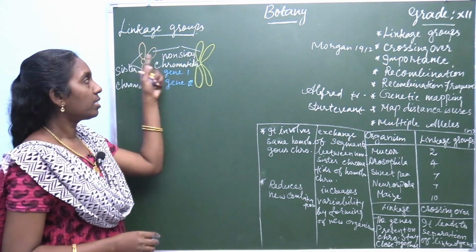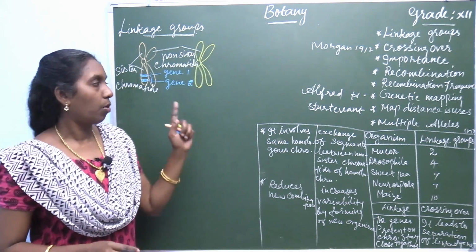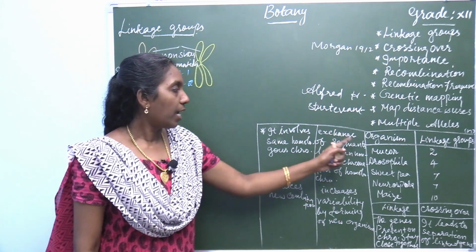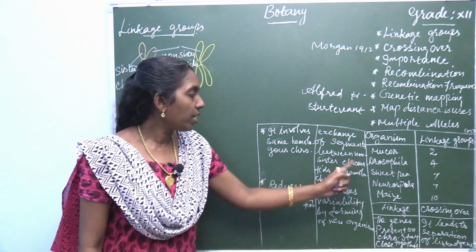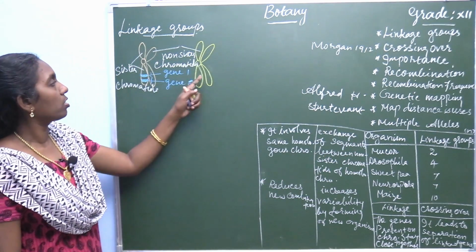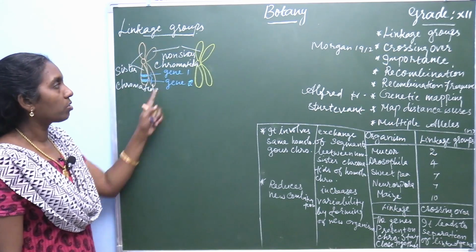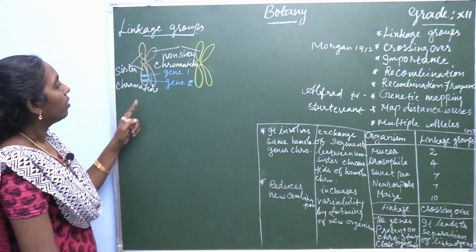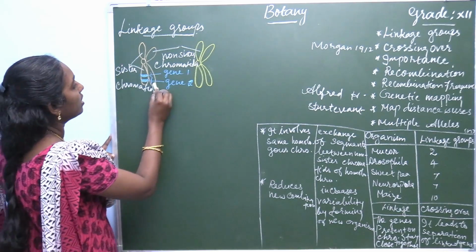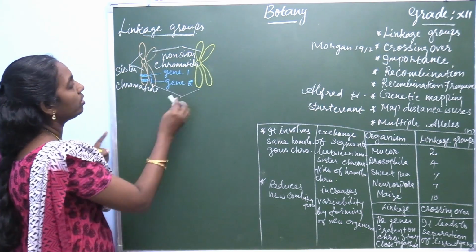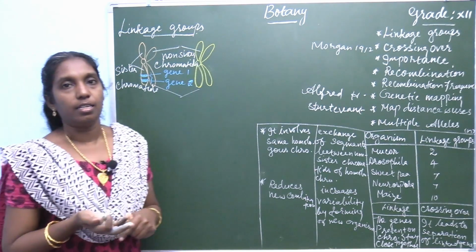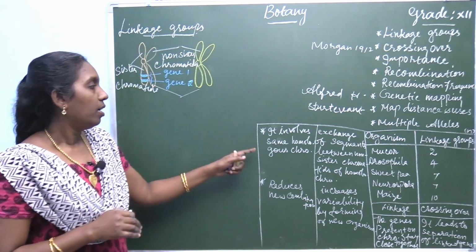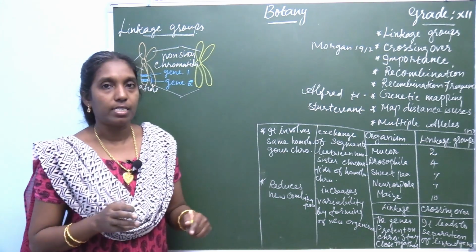Sister chromatids, non-sister chromatids. What's the difference? Exchange of segments between non-sister chromatids of homologous chromosomes. This is one homologous chromosome, this is another. In crossing over, this segment and this segment exchange their characters. That's the second difference.